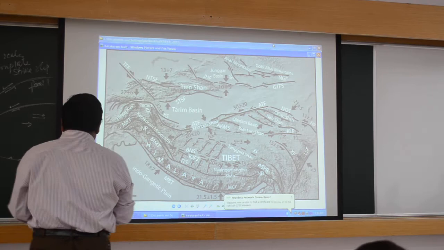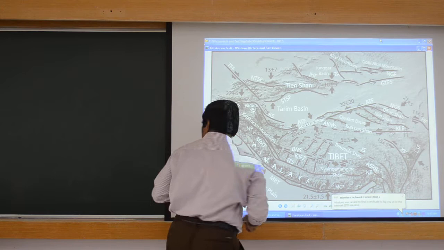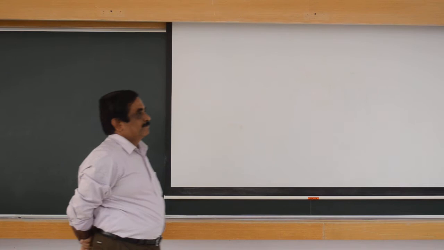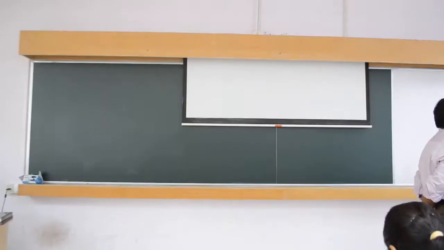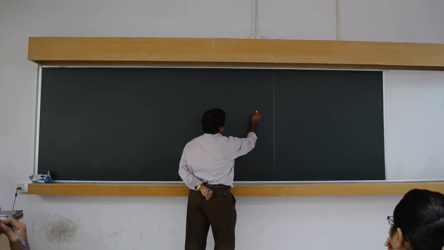Now, the point is, we come back to this figure again. I will explain something to you, then we will come back to this figure again. Now if I say, you cannot understand. You see, suppose I am showing a block diagram like this.